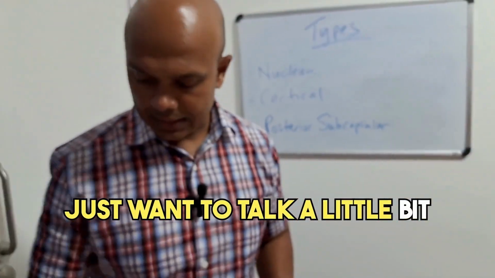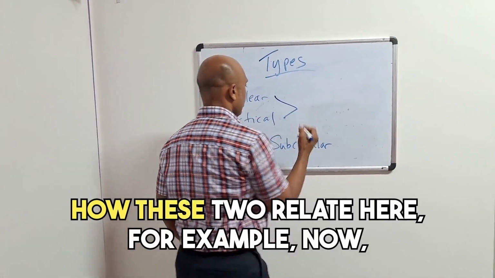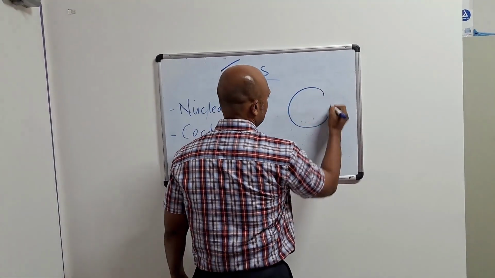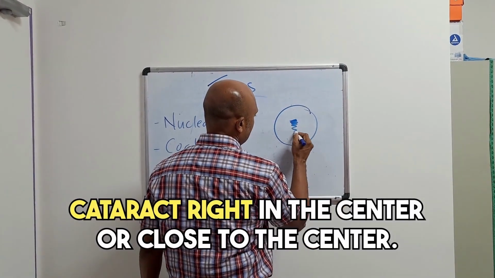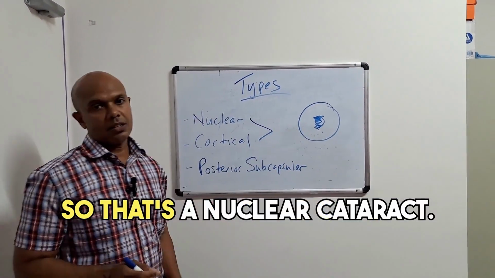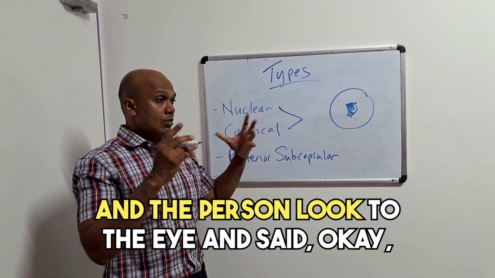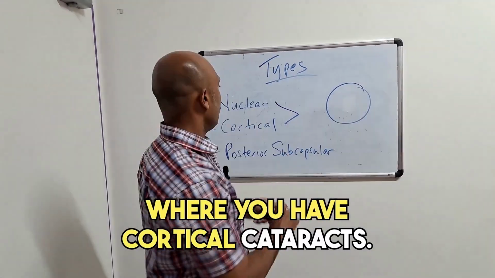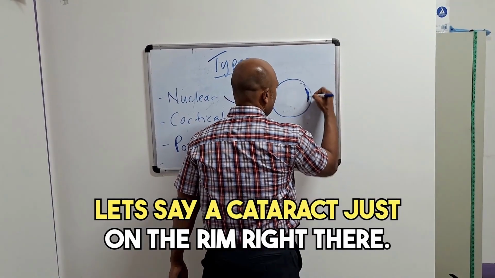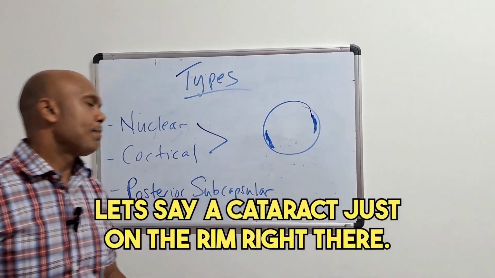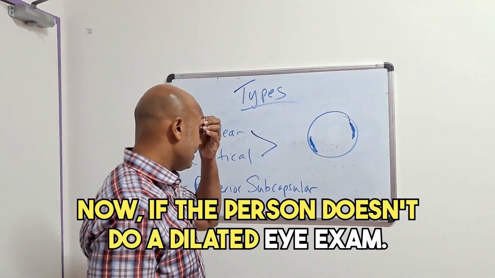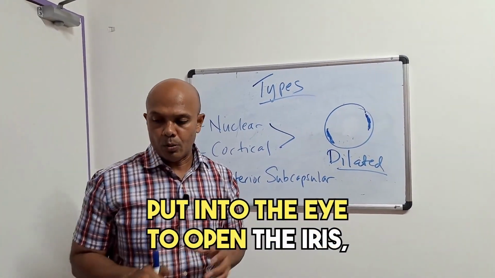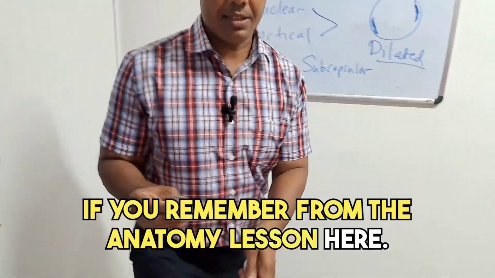I just want to talk a little bit about how these two relate. For example, let's just say you go for an eye exam and you have a nuclear cataract. So that's the lens, and there's a cataract right in the center or close to the center. The person looks at the eye and says, okay, you have a cataract, you're seeing this here. So let's say in a situation where you have cortical cataracts, where you see a cataract just on the rim right here. Now, if the person doesn't do a dilated eye exam, that is when the eye drops are put into the eye to open the iris. If you remember from the anatomy lesson, this is the iris here.